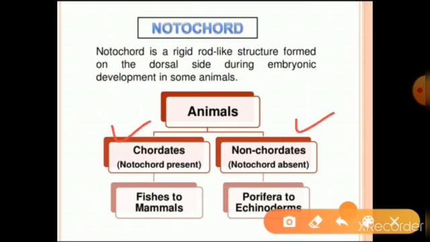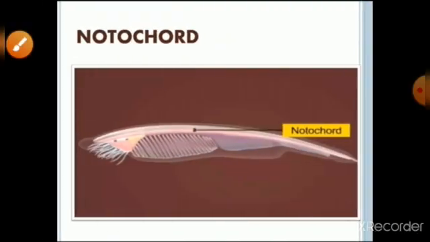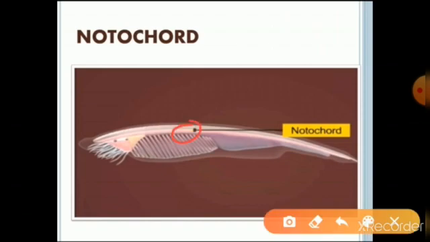Now what is this notochord? This notochord is a rod-like structure which is present on the dorsal side of the body between the nerve cord and the alimentary canal. So this is the notochord, a rod-like structure which is present on the dorsal side of the body. Now what is the dorsal side and ventral side? The ventral side is that which is facing the substratum, whereas the dorsal side is opposite to the ventral one.